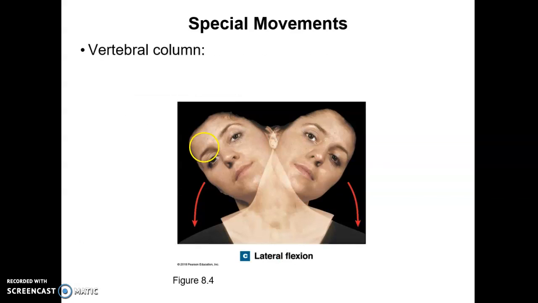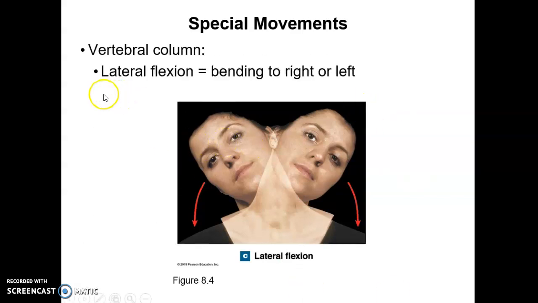Vertebral column, bending the neck. Lateral flexion, bending to the right or left. That can happen at the neck or on the vertebral column in the torso, like if you're doing side bends. Lateral flexion.